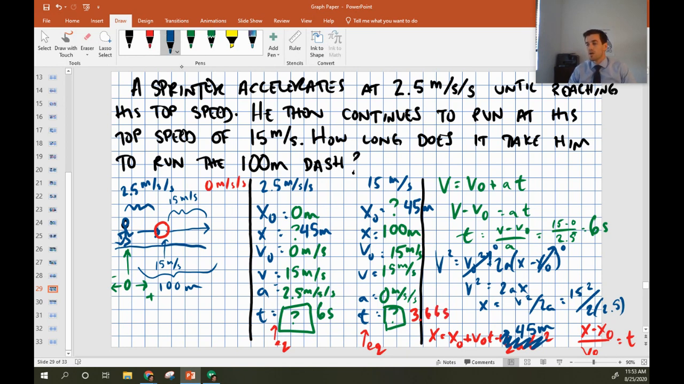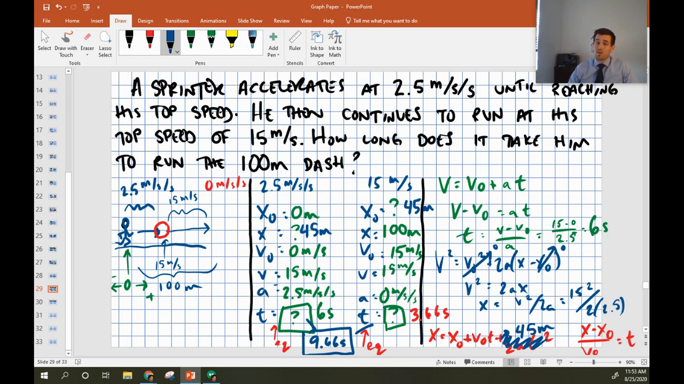So our answer to this problem is 9.66 seconds. We had to combine the time for both sections to get that. It took him 6 seconds to get to his max speed, and by then he traveled 45 meters. And then it took him 3.66 seconds to go the last 45 meters.